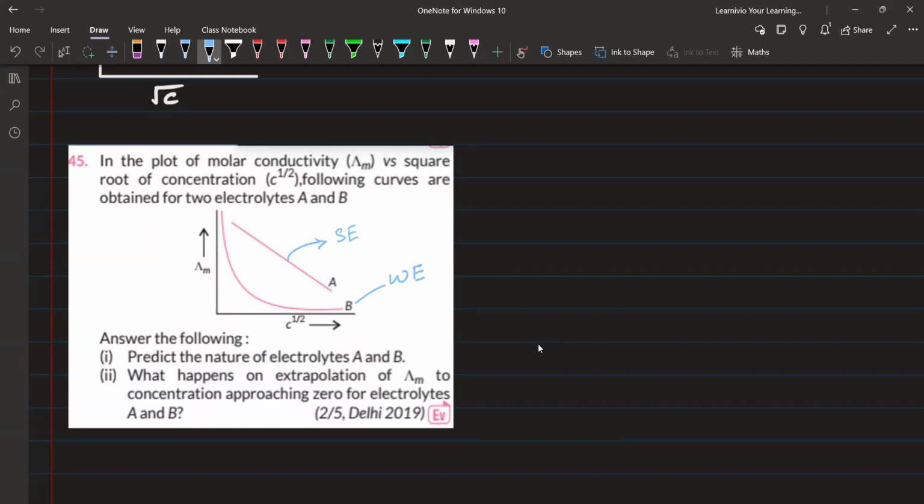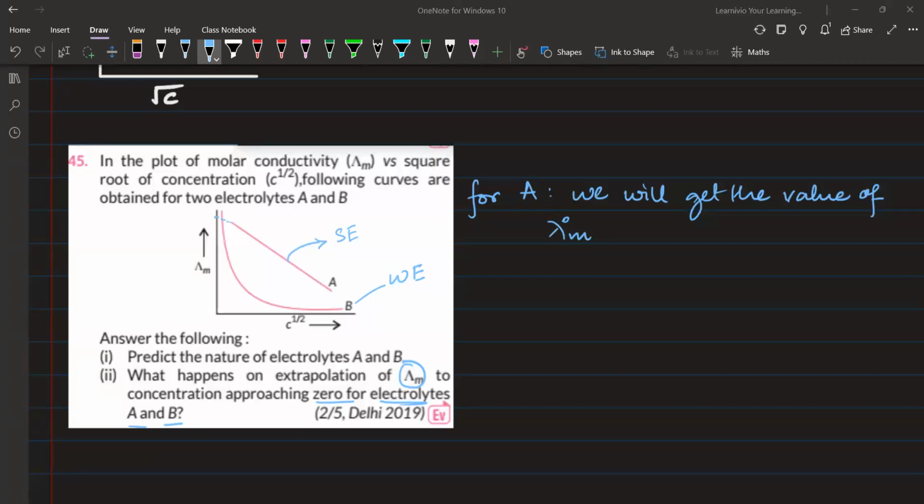What happens on extrapolation of lambda m to concentration approaching zero for electrolytes A and B? So for A, if you are going to extrapolate it, what's going to happen? We will get the value of lambda naught m, the molar conductivity at infinite dilution. We will get its value, right?